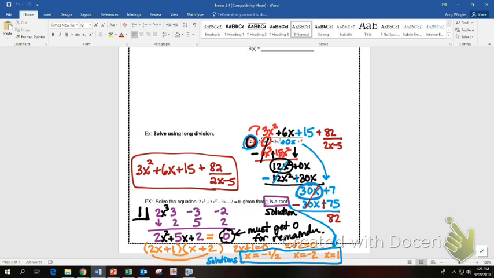We're going to take all of this and we will apply it to graphing when I get back.